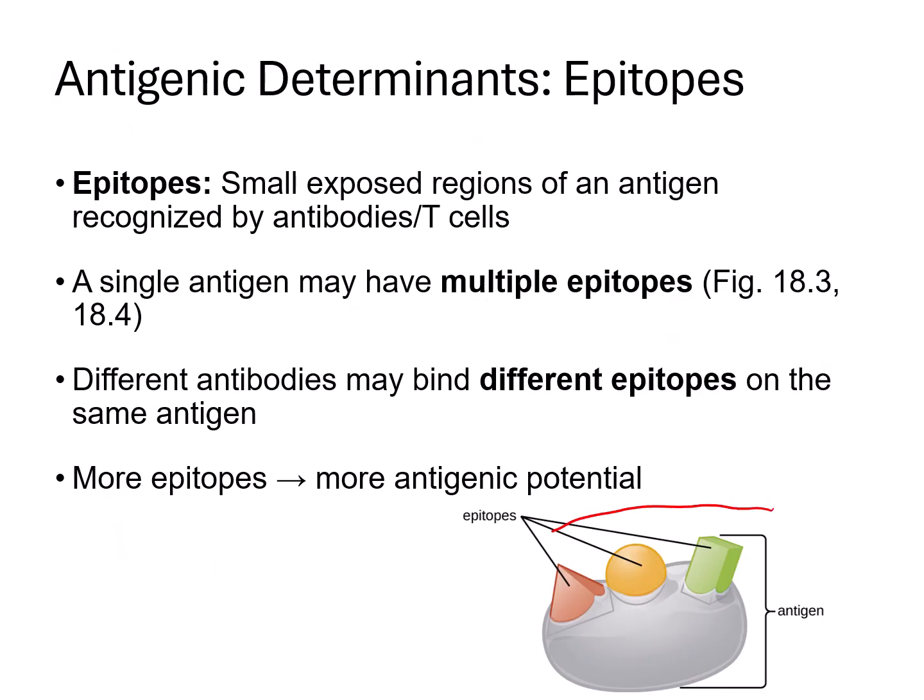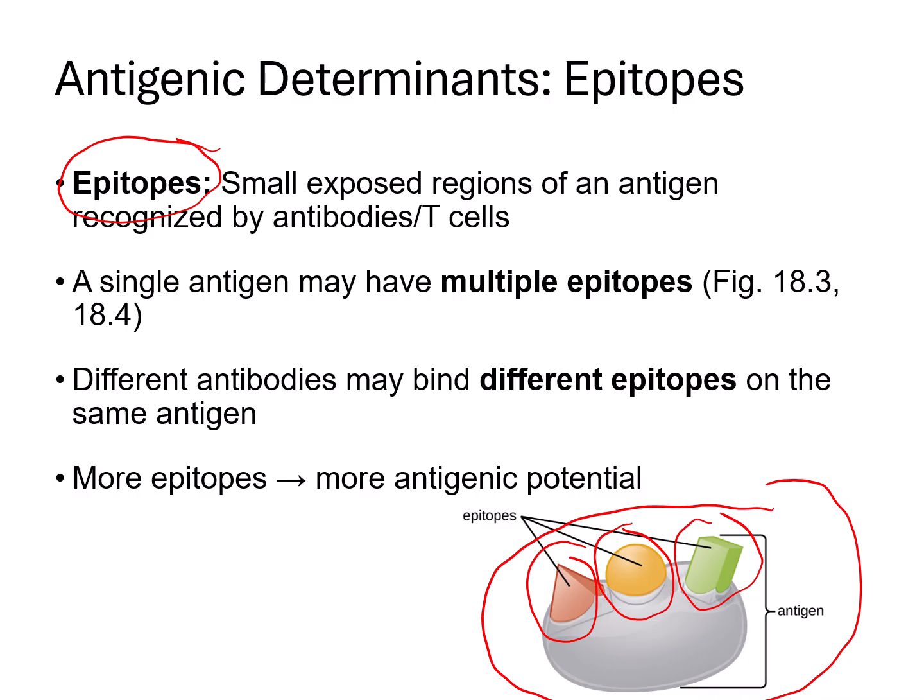So an antigen is the full molecule, but immune cells can only recognize small regions of it. And these small regions are called epitopes, like we see here in this picture. So a single antigen, because it's so large, can have many epitopes, and different antibodies can bind to different epitopes. More epitopes means a stronger antigenic potential, and that's one reason why proteins can generate such a robust immune response. Again, they're large and complex and usually have a variety of different epitopes.